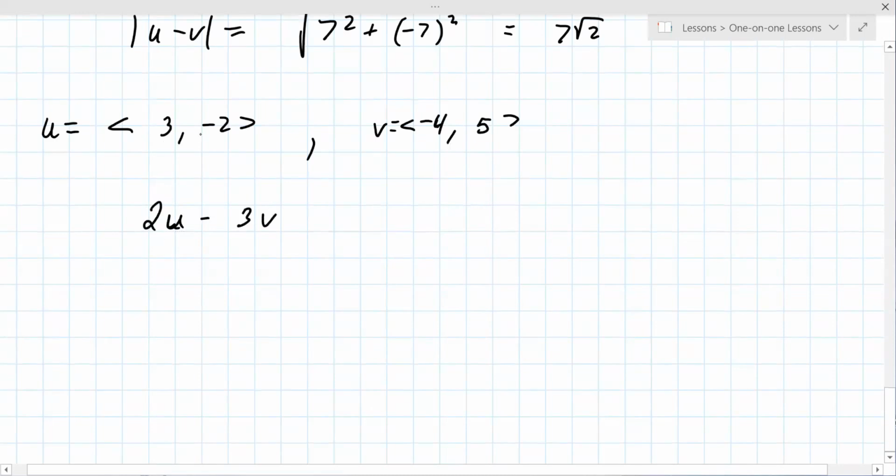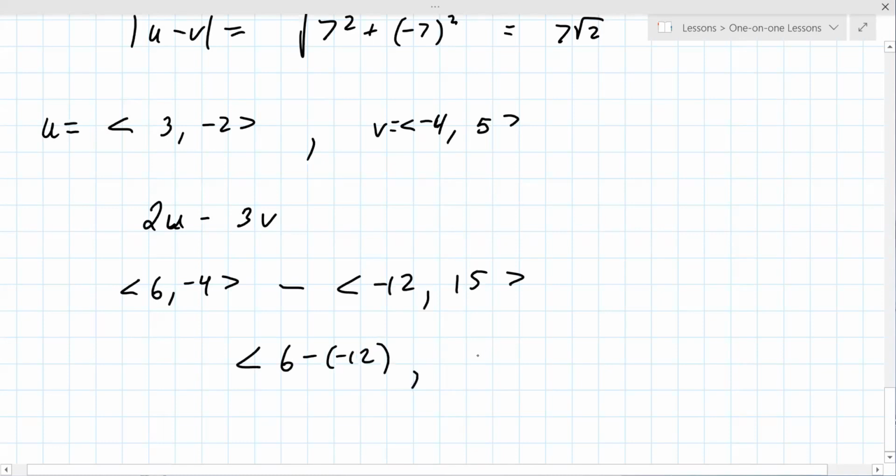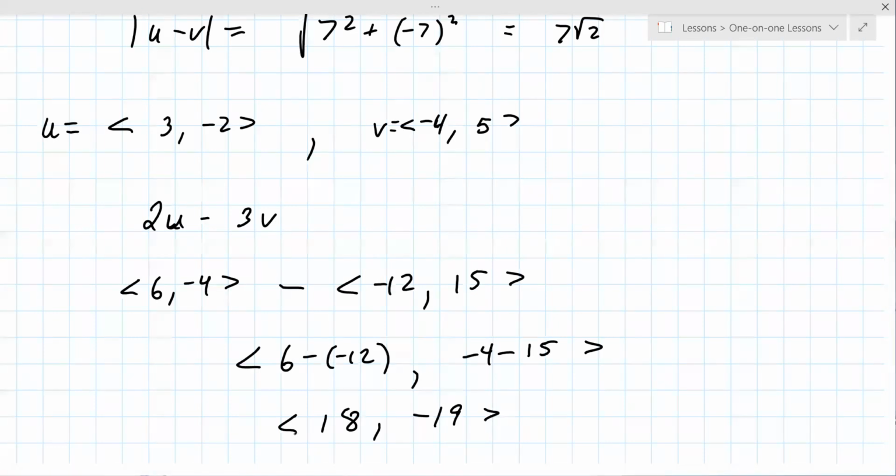So I could say what is 2u minus 3v. So 2u means multiply this number by 2. So that's 6 comma -4 minus 3 times each of these. So that's -12 comma 15. So then when you subtract, it's 6 minus a minus 12, minus 4 minus 15. So that's 18 comma minus 19. Okay. So basically you add the x's, you add the y's.